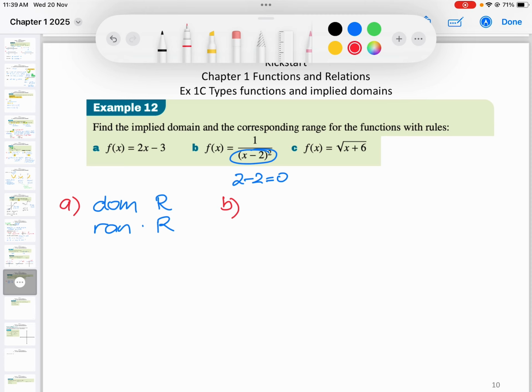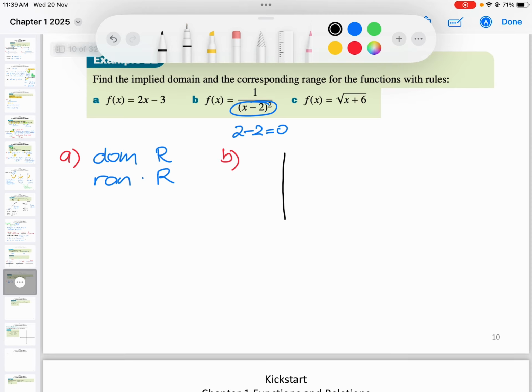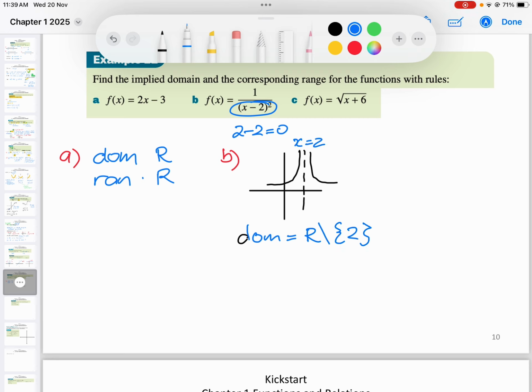But for B, let's think about what it looks like. Well, it's a truncus because it's a 1 over x squared, but it's been moved 2 in the positive direction. So it looks a bit like this. So what is its implied domain? The domain is all the numbers except for 2, because we have an asymptote here at x equals 2. And what's the range? Well, we've only got the positive numbers and we don't include 0, so I could write that lots of different ways, but I'll just do R plus.